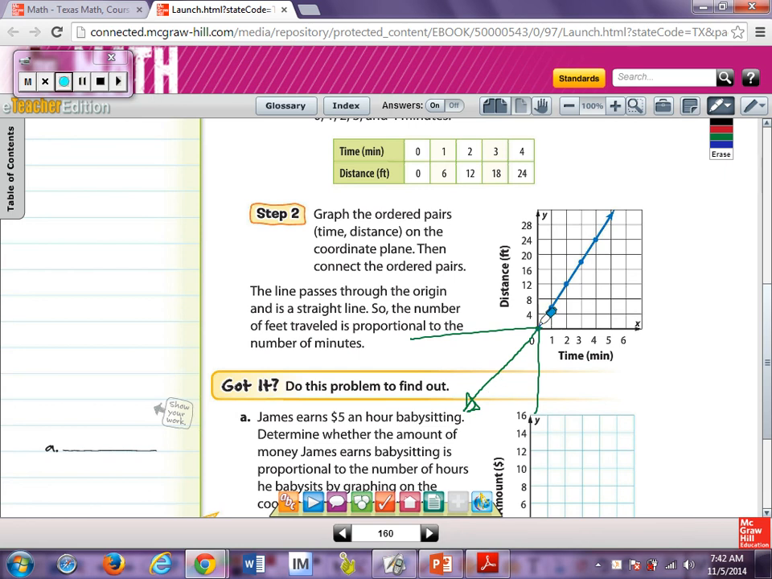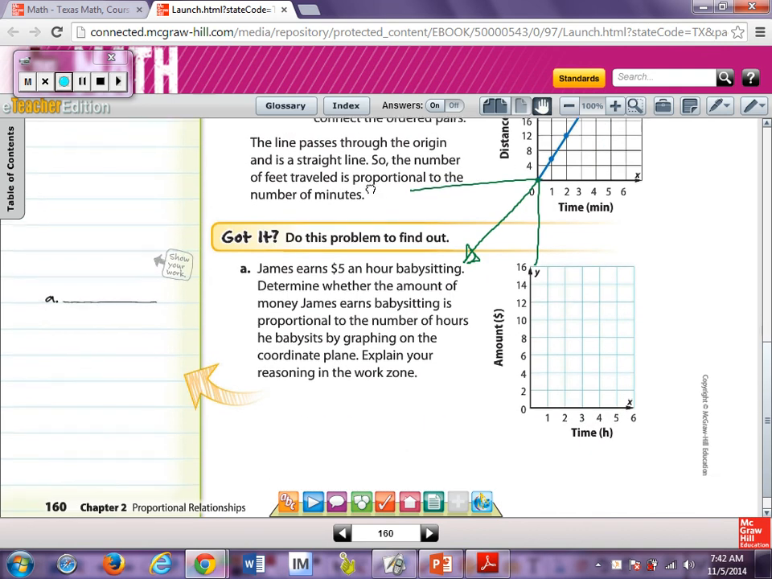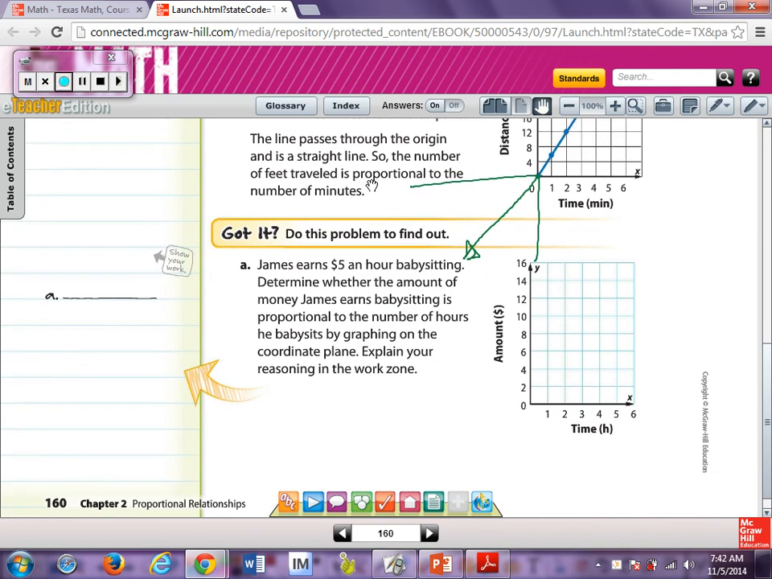So let's go ahead and move on and see what you remember or what you know about this. Go ahead and work on this got it problem, and then we will discuss it in class to see if you did it correctly.